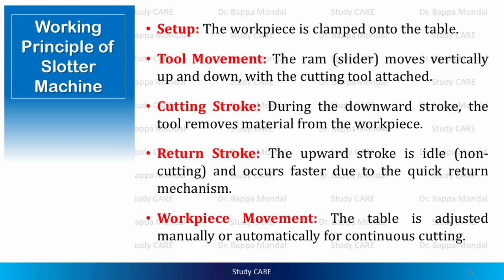Working principle of slotter machine. Setup, the workpiece is clamped onto the table. Tool movement, the ram, slider, moves vertically up and down, with the cutting tool attached. Cutting stroke, during the downward stroke, the tool removes material from the workpiece. Return stroke, the upward stroke is idle, non-cutting, and occurs faster due to the quick return mechanism. Workpiece movement, the table is adjusted manually or automatically for continuous cutting.